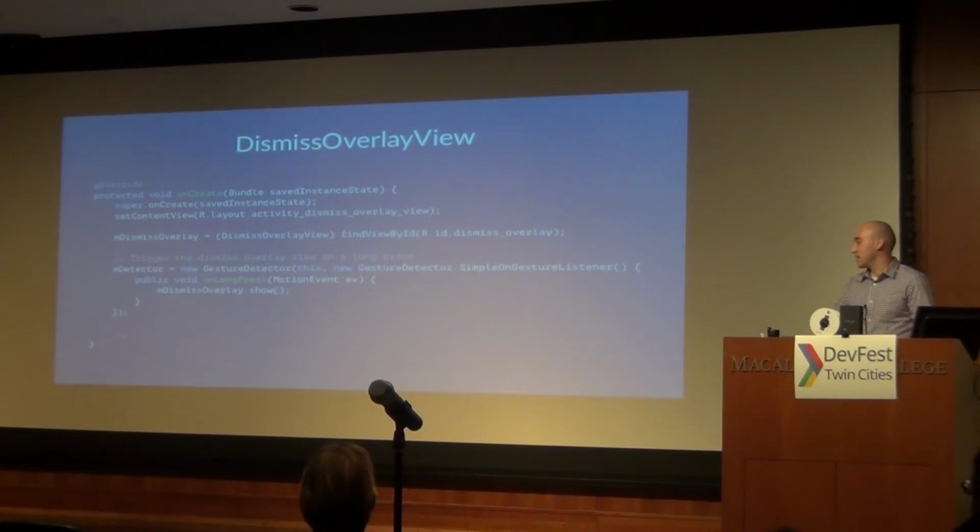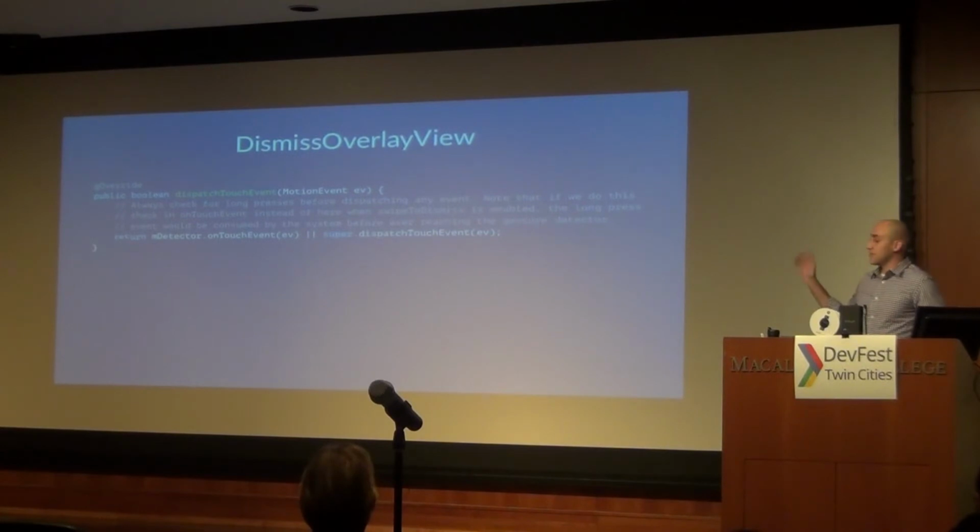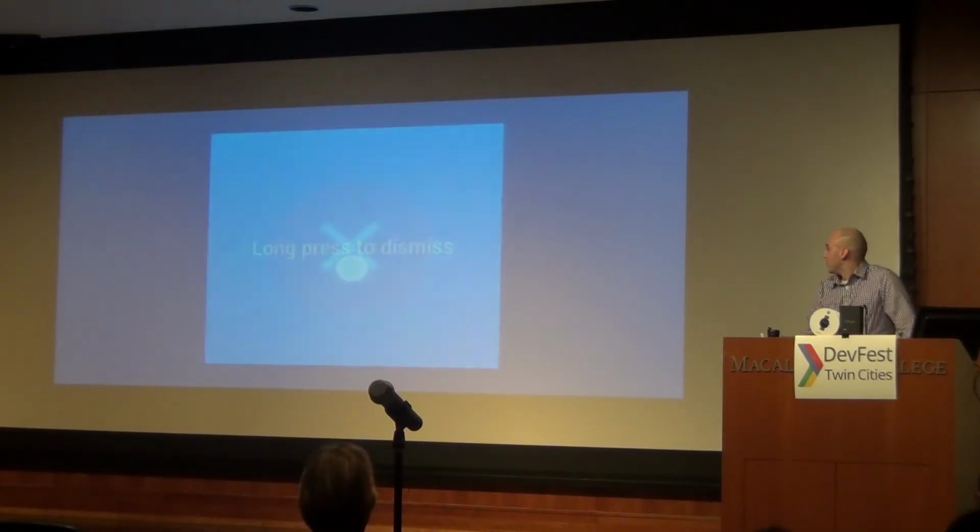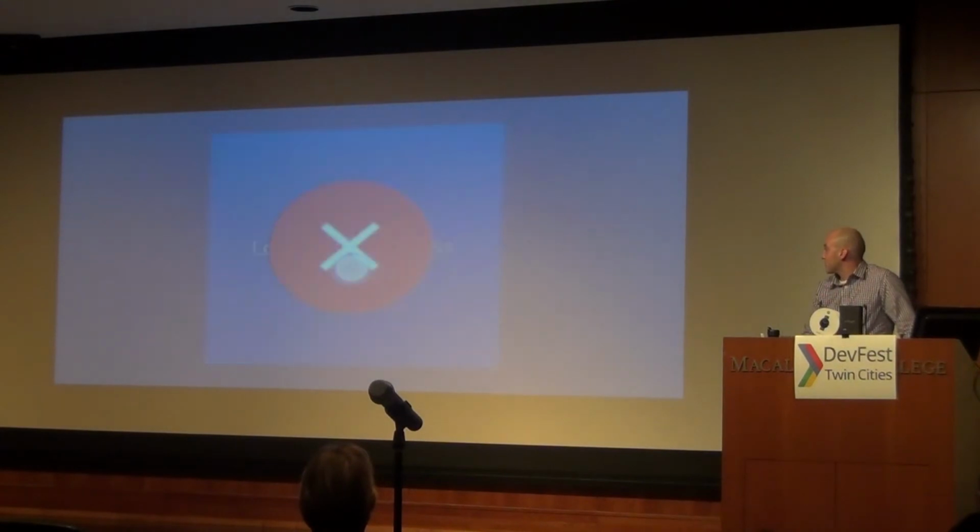But just adding it in the layout isn't enough. You actually have to implement all the dismissing logic and gesture detection yourself here. But it's not that much. So you just define this gesture detector, and you just say that when you actually detect a long press, show this overlay view. And then once it's shown, you can decide what to do. Once you have the gesture detector, you set your activity up so that it's intercepting events, looking for this long press and making sure that long press event gets fired. So this is just what it looks like here.